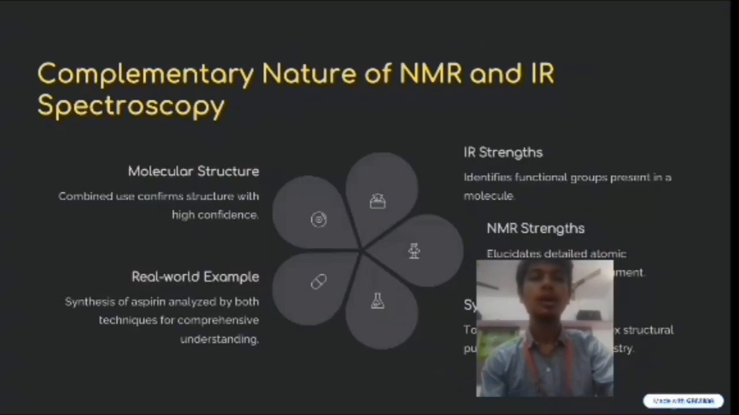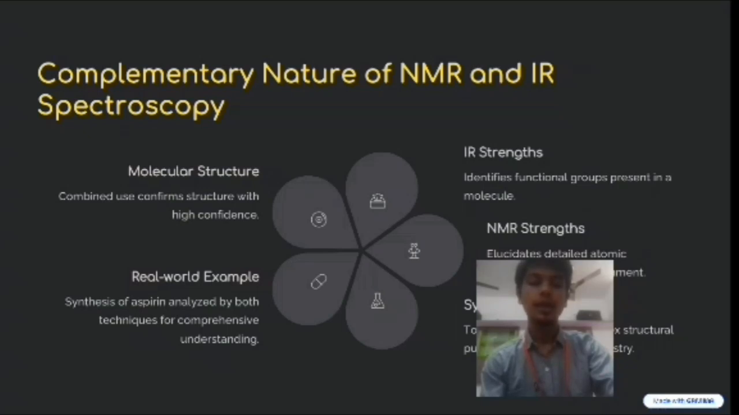Complementary nature of NMR and IR spectroscopy. NMR and IR spectroscopy work together in a complementary way to provide a complete understanding of molecular structure. IR spectroscopy helps identify the functional groups present in a compound by detecting the characteristic vibrations of chemical bonds with oxygen and hydrogen and carbon and oxygen. This makes IR useful for quickly determining what types of bonds or groups exist in the molecule.